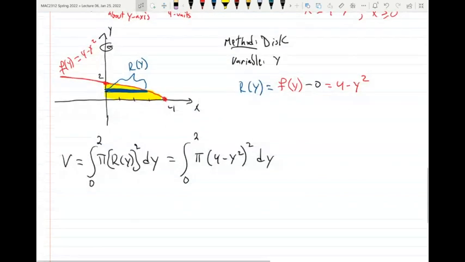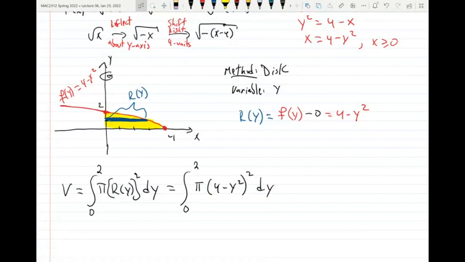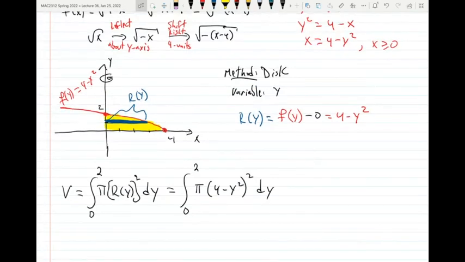Okay, so do you understand how we got this formula? Now it's just calculating this. We calculate this the same way that we did the other one. Take out the pi, square this, and then power rule.